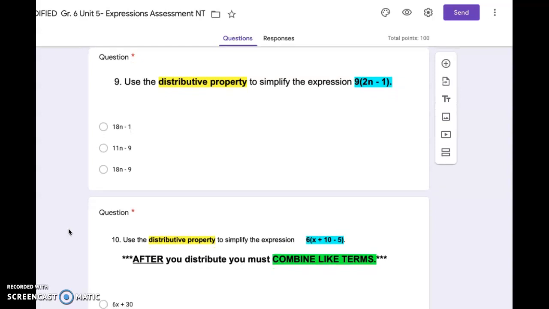Number 9. Use the distributive property to simplify the expression. 9 parentheses 2n minus 1. Your choices are 18n minus 1, 11n minus 9, or 18n minus 9.